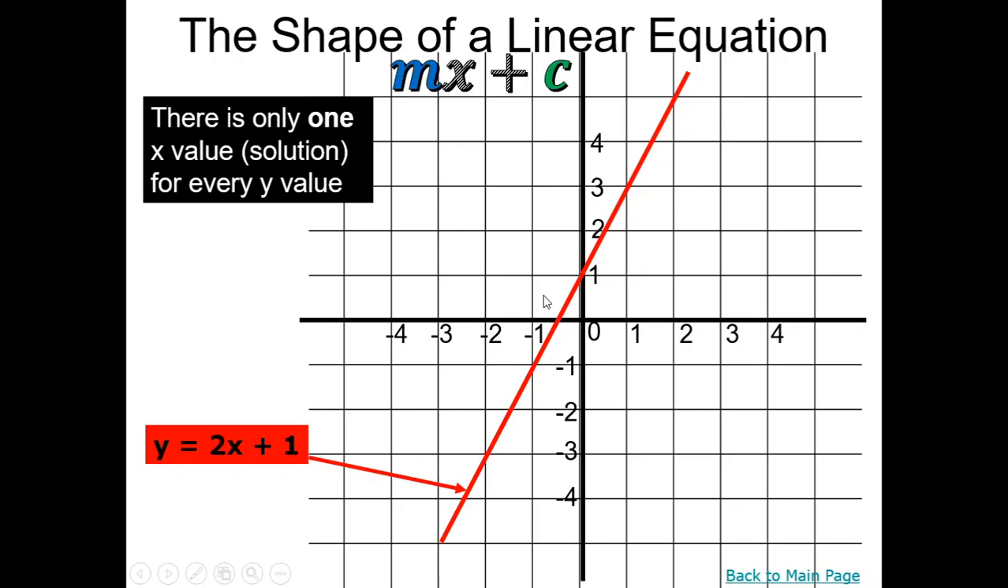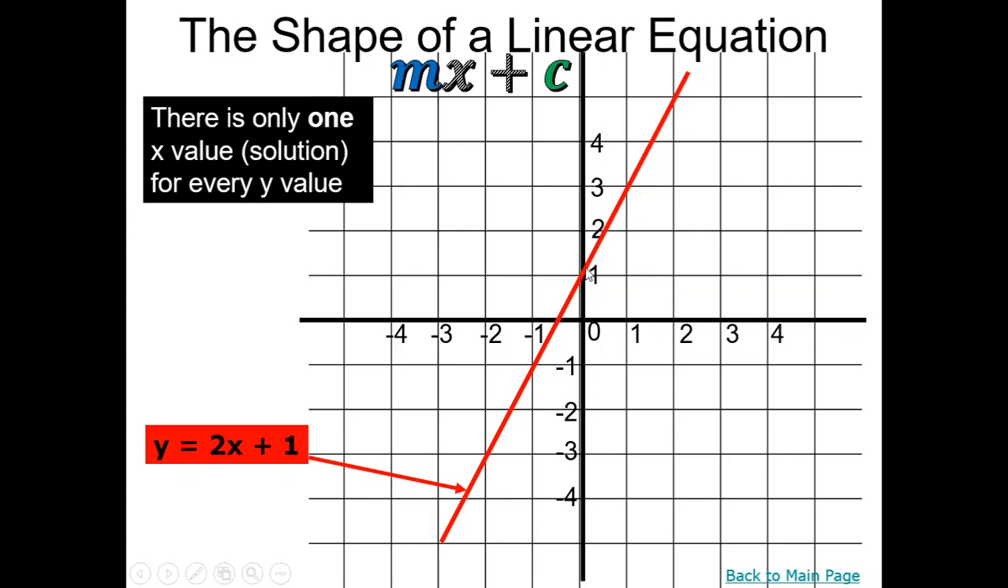And you should see that on this line. Every step we go out to the side, we go 2 steps up. Or we could say that we rise 2 every time we run 1 across. Any way you look at it, that's got a gradient of 2 and a y-intercept of 1.